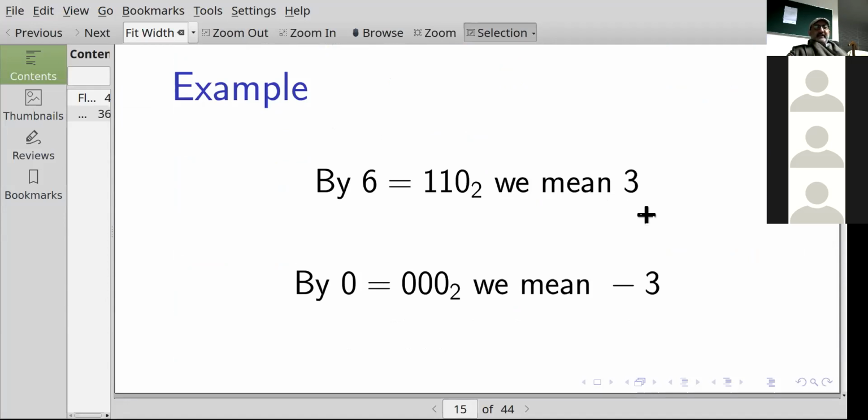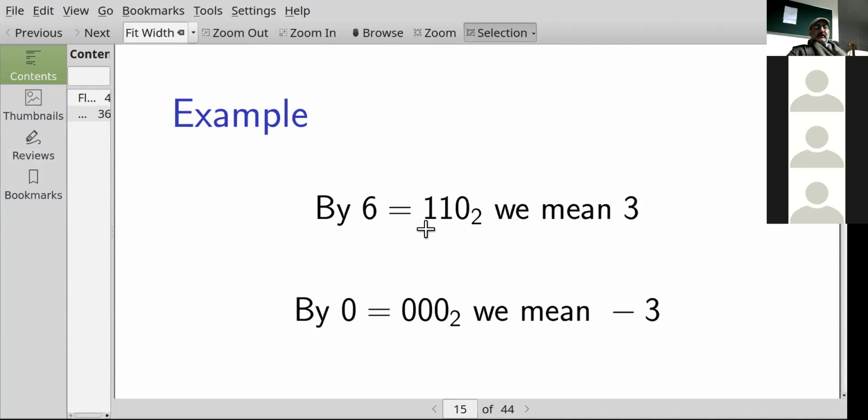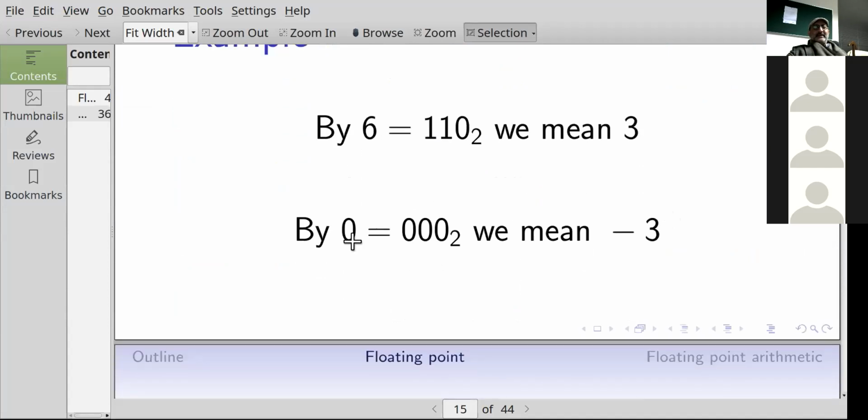So once again, if I wanted to write 6, in binary, I would write that as 1, 1, 0, but 6 now means 3 if I use a bias of 3. If I want to write 0, 0 in binary using 3 bits is 0, 0, 0. With a bias of 3, that actually means -3.